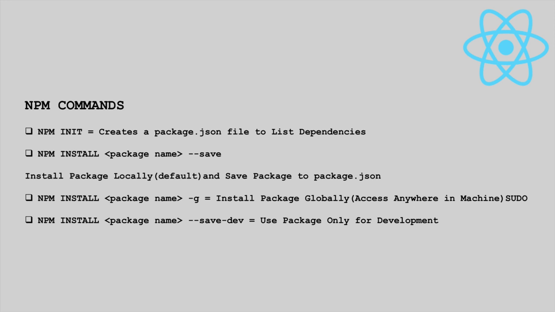Keep in mind though, it might ask for permissions, so you need to run it with sudo and then enter your credentials. And last, we're going to have npm install package name --save-dev, which will use the package only while developing. As an example, that could be some kind of testing library that we're only using while developing and not in production. So why don't we test it out?